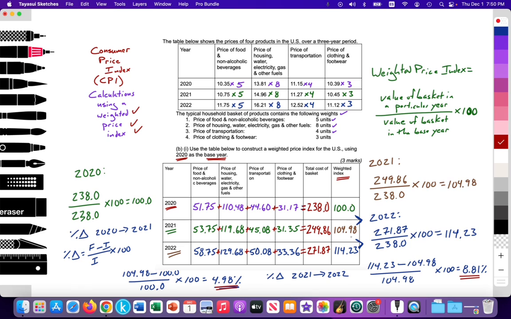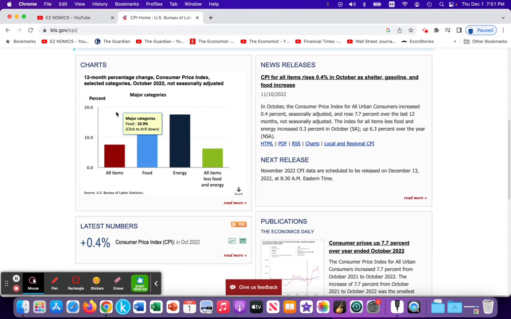Okay, 114.23 basically means that the rate of change of prices was 14.23% compared to that previous base year. But we're always going to be calculating the rate of change between one year and its previous year, as we just did. 2020 to 2021, 4.98%, and then 2021 to 2022, 8.81% inflation. So again, that is what governments are trying to do with this consumer price index, and that's what these values mean, and that gives you an idea of how it's calculated.